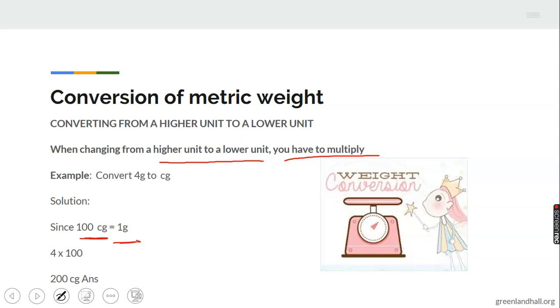If 1 gram is 100 centigram, like we have here, then 4 gram will be 100 centigram in 4 places, and that's 4 times 100, and that will give us what? 400 centigram. This is 4, not 2. That will give us 400 centigram. Is that taken?